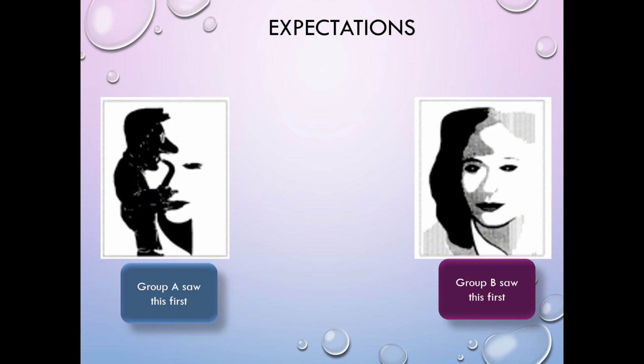Group B saw the image on the right first. So on the left, it's clearly got details that make it pretty clear that it's a man playing, sorry, I was never in band, I think that's a saxophone. And then the picture on the right is clearly a woman.